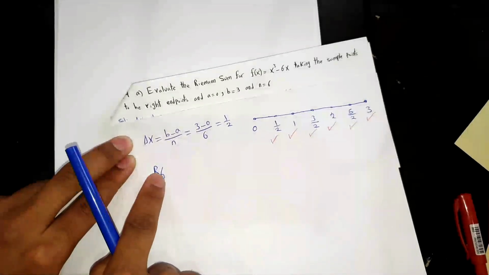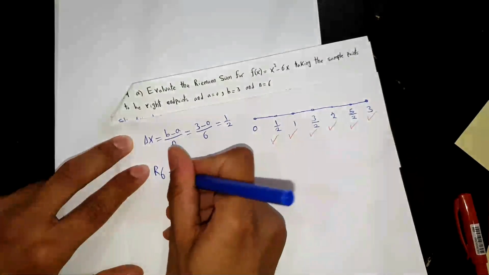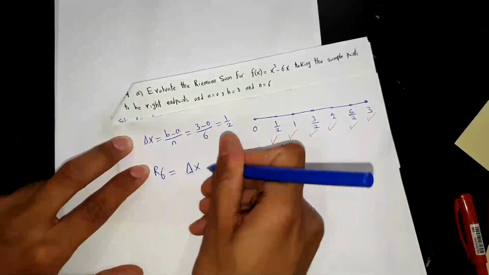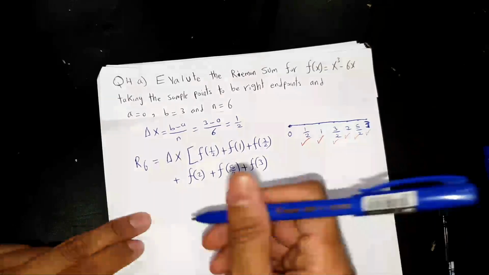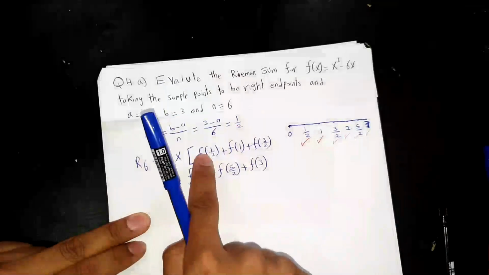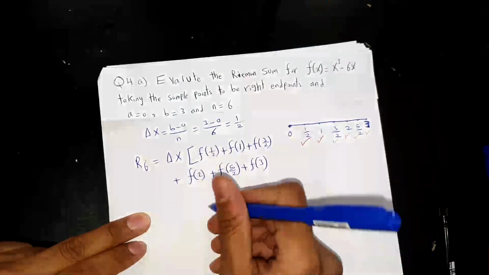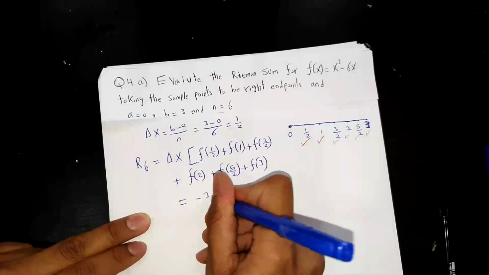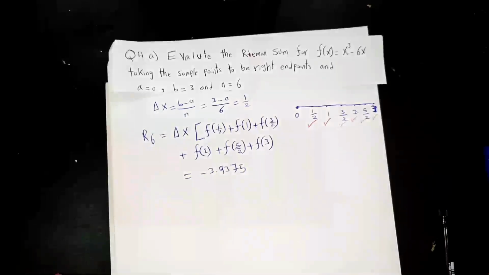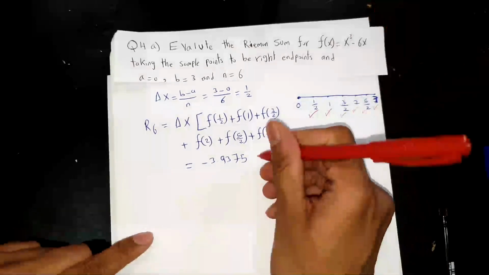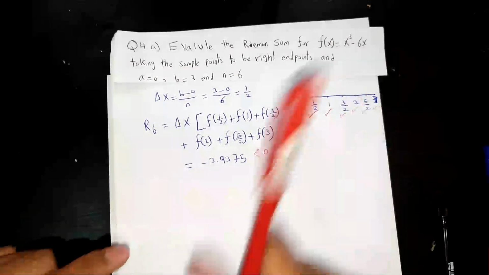Now, what is R6? Because we are using right endpoints with 6 intervals. This is equal to what? It is delta x times f of these numbers. If you evaluate this, delta x is half, f of half you can substitute in the function. So you will get minus 3.9375. And the answer here is negative. Why is this negative?